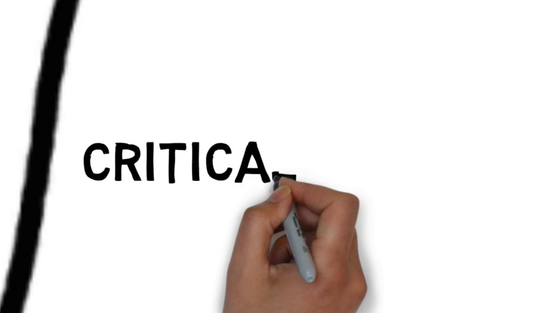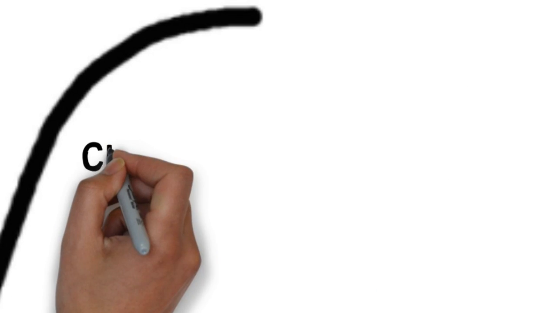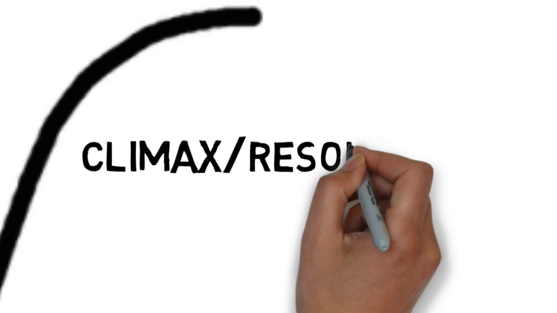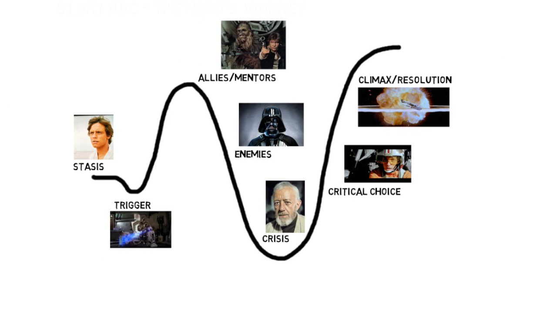We also like our heroes to make a critical choice. They can't just be passive, they have to be active. In Luke's case, he's flying towards the Death Star at the end of the film, and he hears a voice in his head, and it's Obi-Wan saying to him, "Use the Force, Luke." So he switches off his targeting computer and relies on the Force in order to fire the torpedo at the target on the Death Star. The hero's critical choice brings about a climax or resolution to the story. Of course, in this case, we know that Luke blows up the Death Star and defeats the Empire.